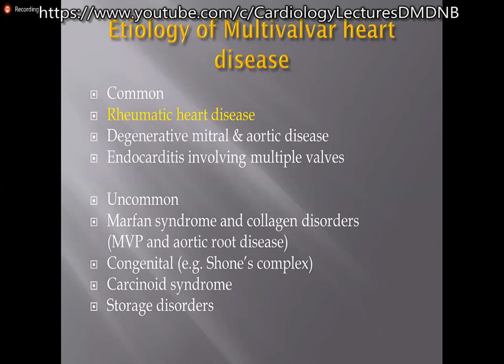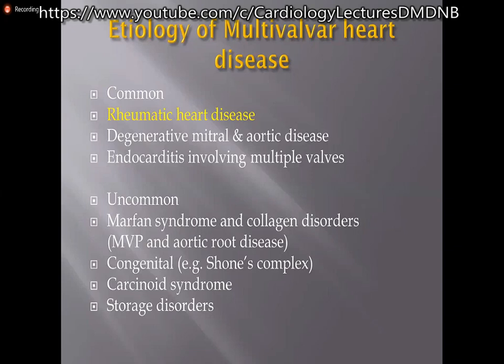Then some of the uncommon causes of multivalvular disease are Marfan syndrome and collagen vascular disease. In Marfan syndrome, you can have what is called polyvalvular prolapse. It can be aortic valve prolapse, mitral valve prolapse, or tricuspid valve prolapse. So all these things can happen. And congenital heart disease can be a complex where we have aortic valve disease and mitral valve disease congenitally.